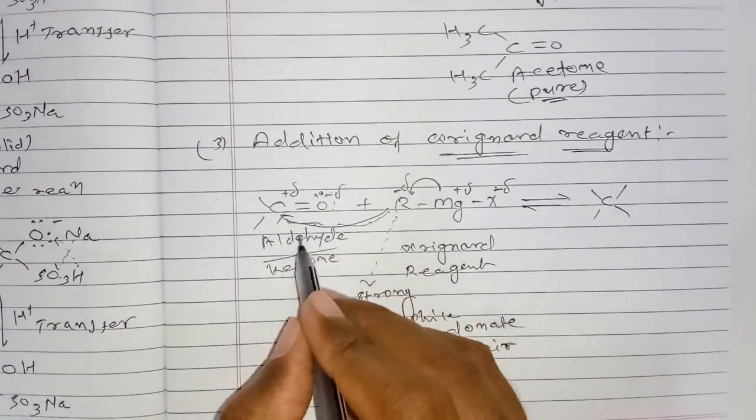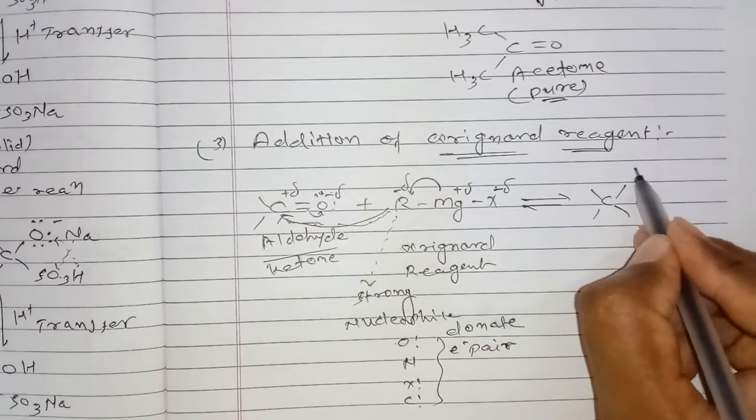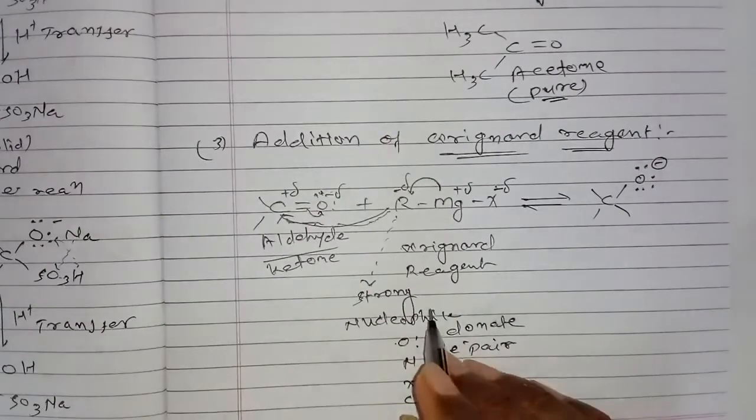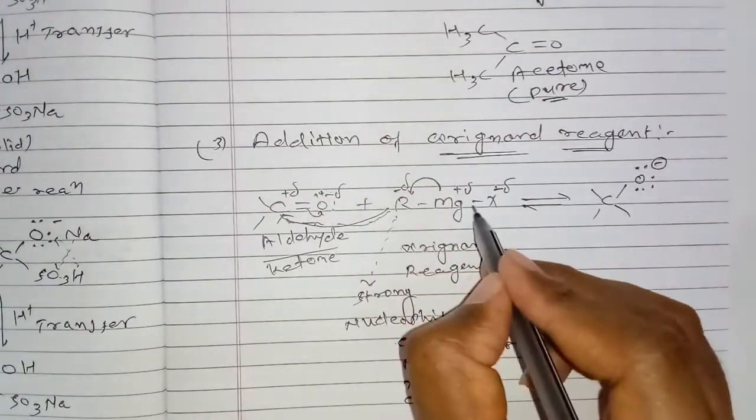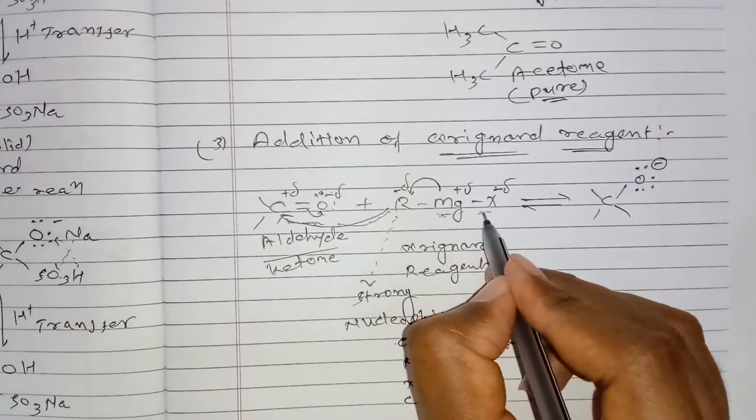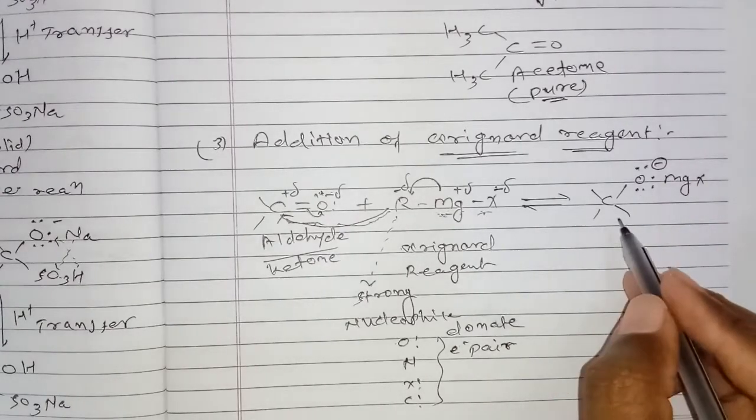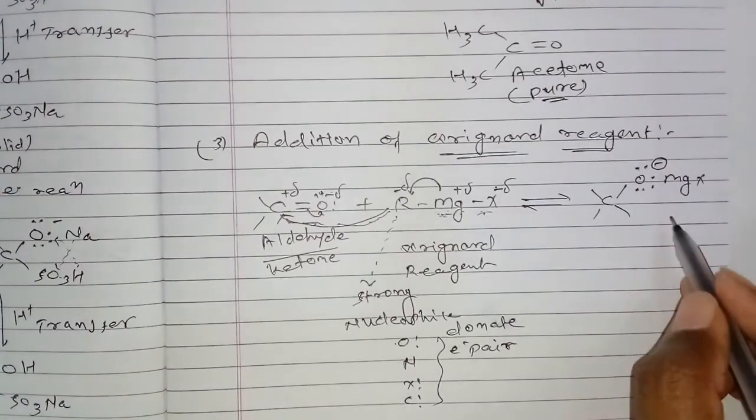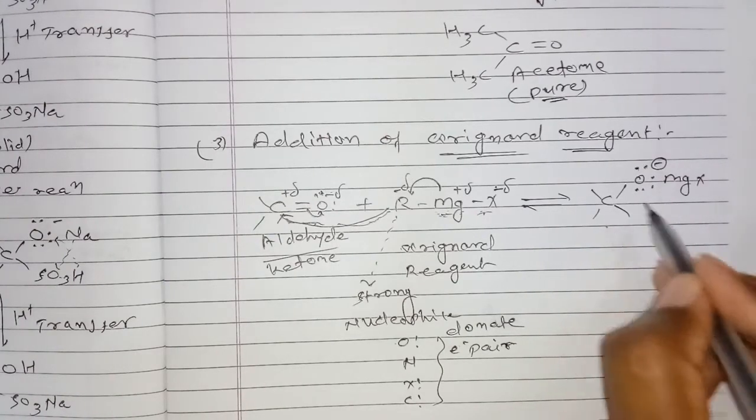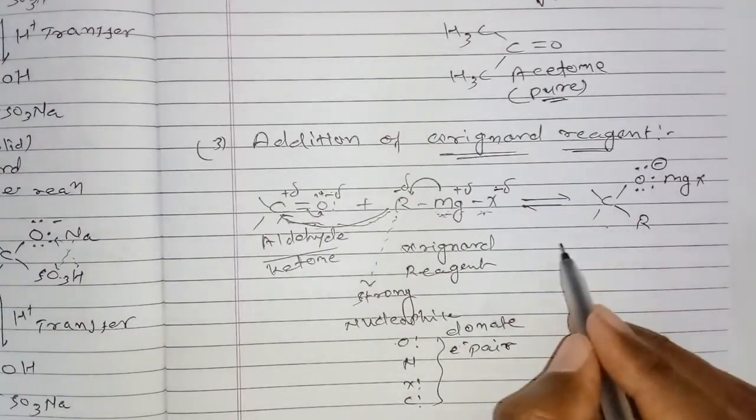This double bond will be converted to a single bond, and oxygen has 3 lone pairs of electrons and a negative charge. Now this magnesium halide MgX will attach with the oxygen, and this alkyl group is attached with the carbon.